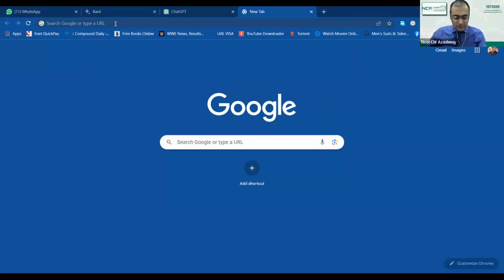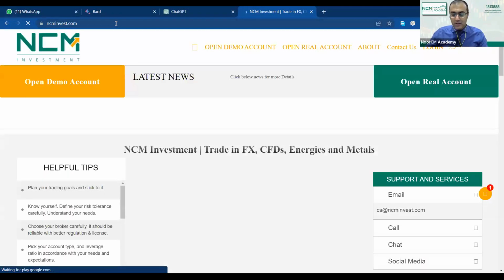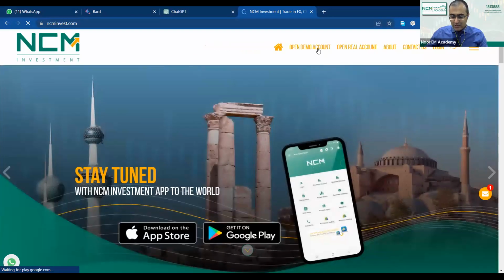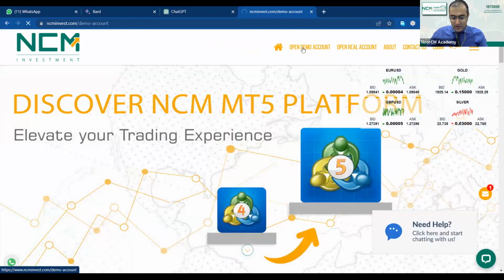You may need a MetaTrader 5 trading platform, and for that, you can go to our website, www.ncminvest.com. Just open a demo account. After opening a demo account, you can download the trading platform. Just go and open a demo account.